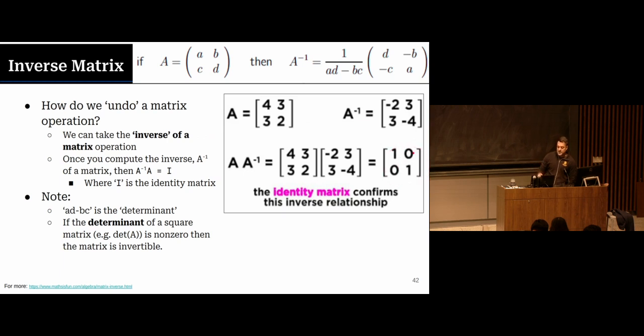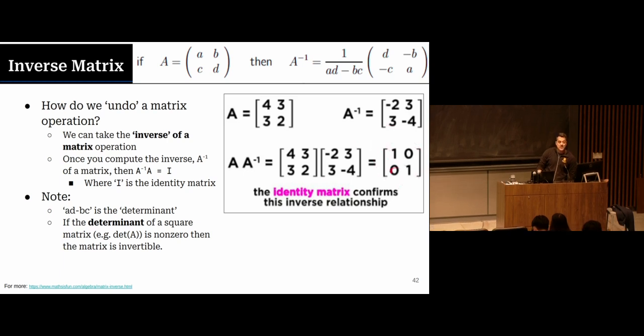I'll talk about identity in a moment, but let's just say we've got these values 4, 3, 3, and 2. I compute what the inverse is, I multiply them, and then I get this matrix with ones along the diagonal. That's the identity. That's the equivalent of the number 1 in the matrix world. Okay, that's the basic idea.